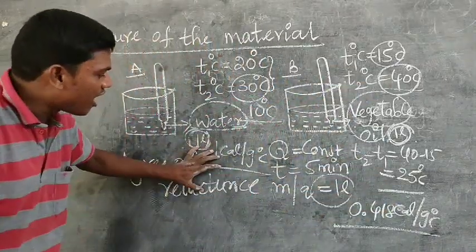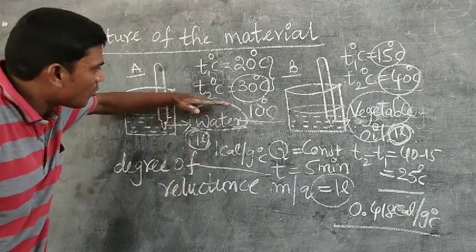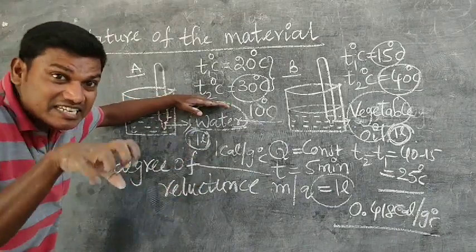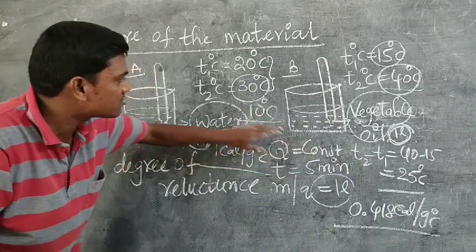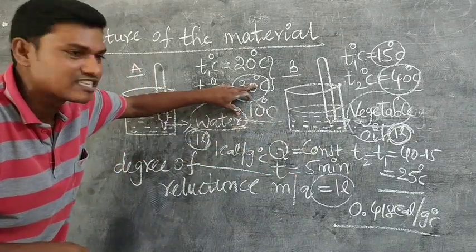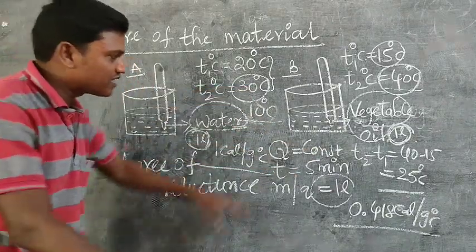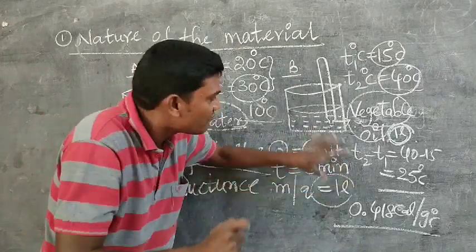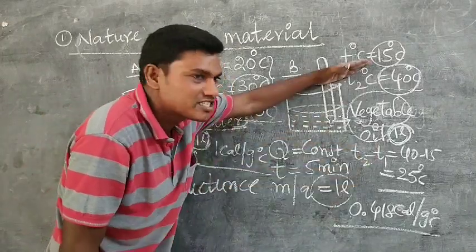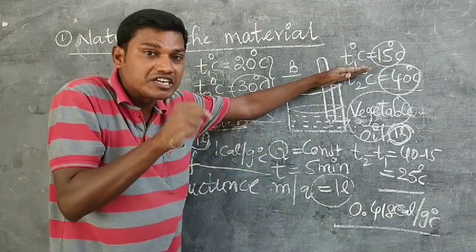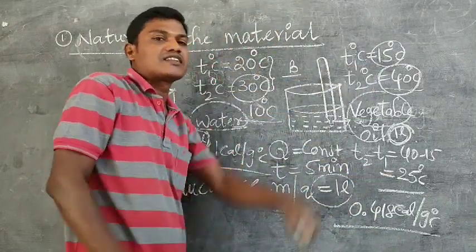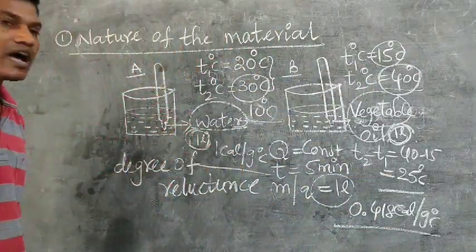Due to the greater degree of reluctancy, the water absorbs less heat energy within the 5 minutes. That's why its temperature changes only 10 degrees Celsius. But the degree of reluctancy is less for the oil, so it quickly absorbs the heat energy. Due to that, its temperature rises very high compared to the water.